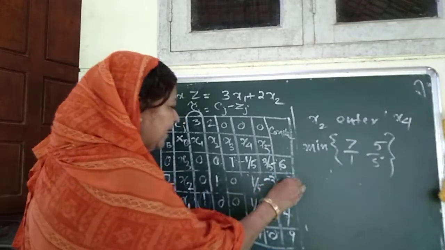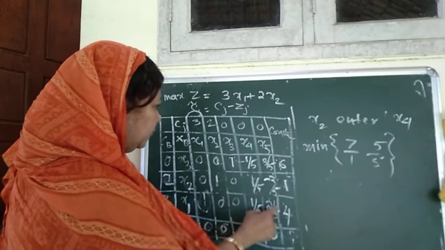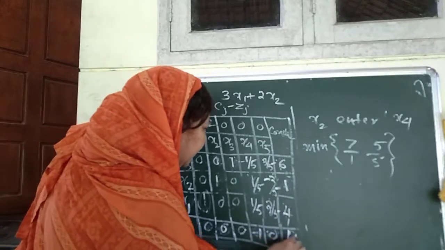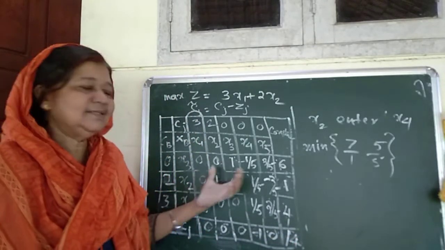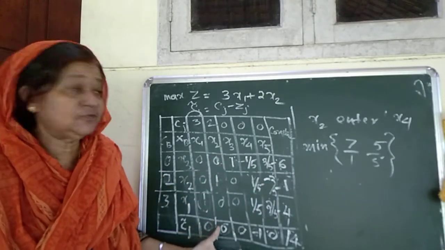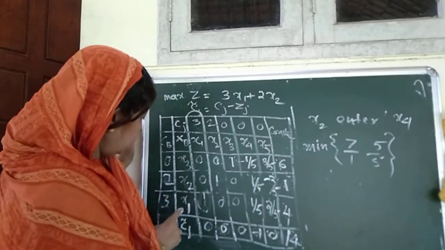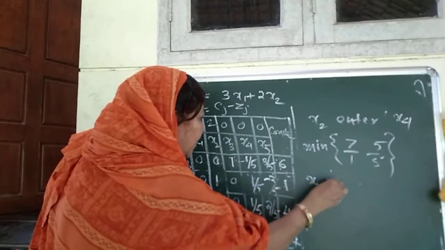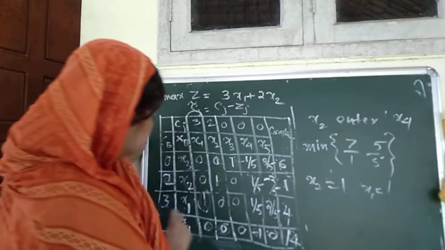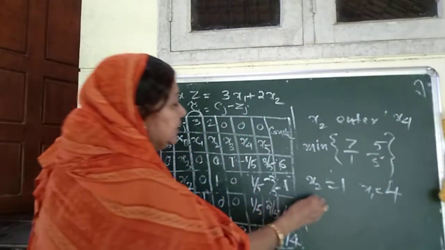And the optimal value is here 2 into 1 plus 3 into 4. That is 3 into 4, 12, plus 2, that is 14. Hence, we can read the solution from this table. This is the optimal solution. And x2 equal to 1 and x1 equal to 4 and also z equal to 14.